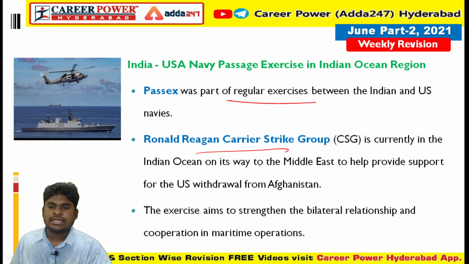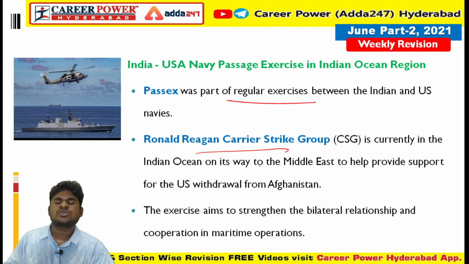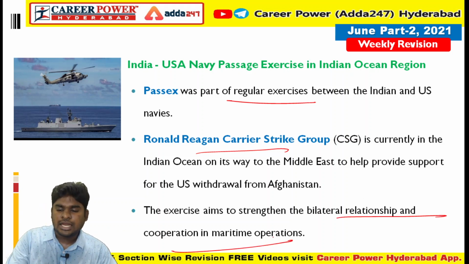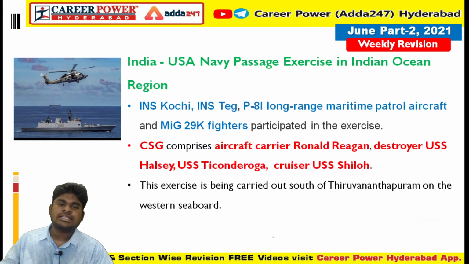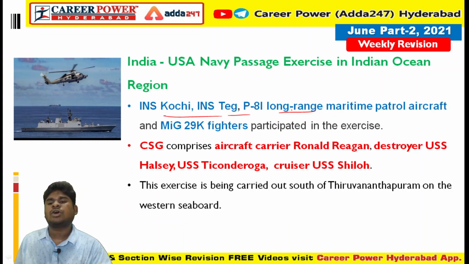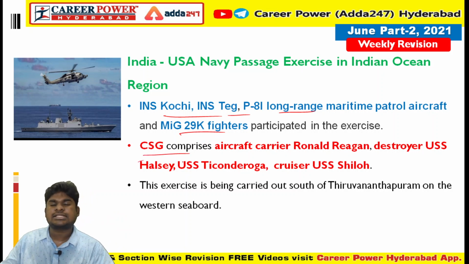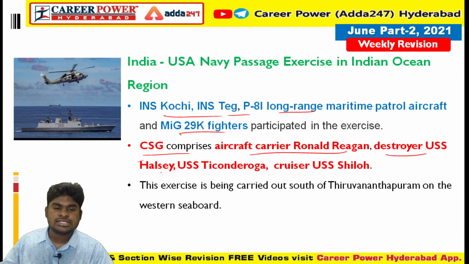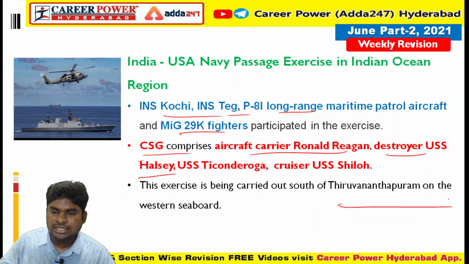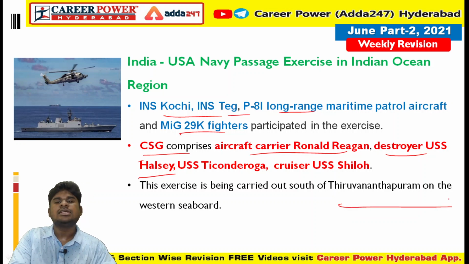So the Ronald Reagan Carrier Strike Group is moving towards the Middle East, and the Indian Navy has participated with the US Navy. This exercise is mainly to strengthen the bilateral relationship and cooperation in maritime operations. From the Indian side, INS Kochi, INS Teg and a P-8I maritime patrol aircraft participated along with MiG-29 fighter jets. From the American side, the carrier strike group, the aircraft carrier Ronald Reagan, destroyer USS Halsey and others participated in this exercise. This exercise was conducted south of Thiruvananthapuram, off the western sea coast.